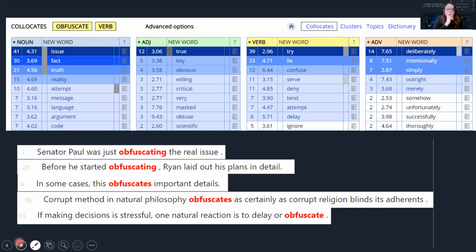Okay. So I've got a challenge for you. I'm hoping you don't know the word obfuscate. And what I want you to do, I did a search in COCA, and I also did a search in Skell. So you've got words that are usually associated with it. So nouns, you know it's a verb. Adjectives that are usually connected to it, verbs, adverbs. And here I pulled out some sentences. So what do you think the word obfuscate means?